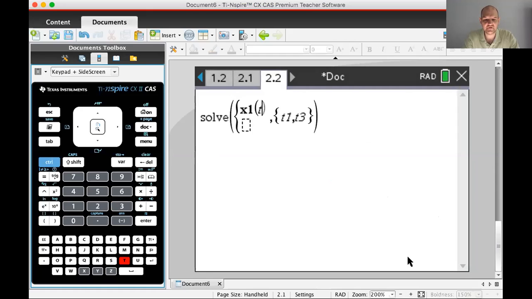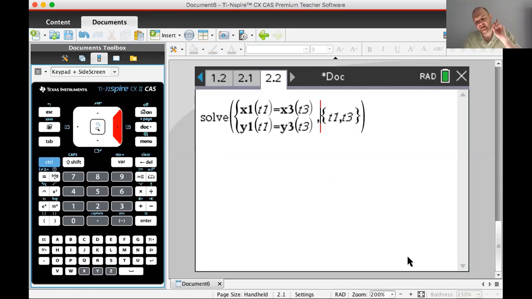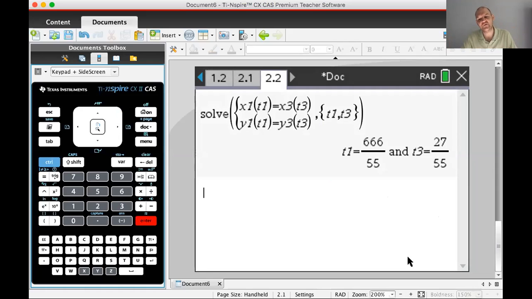So I need to do X1 of T1 equals X3 of T3, and Y1 of T1 equals Y3 of T3. Okay, so T1 is actually the time that particle 1 gets to the intersection point. T3 is actually the time that particle 3 gets there. It's just that particle 3 is made up. It doesn't really matter. So T1 is 666 over 55.